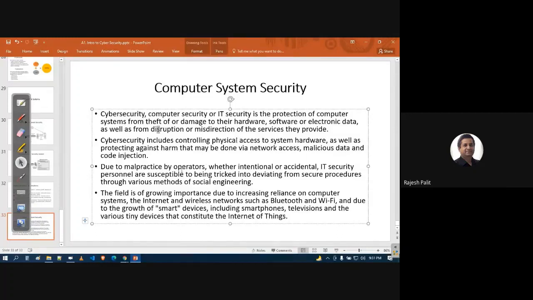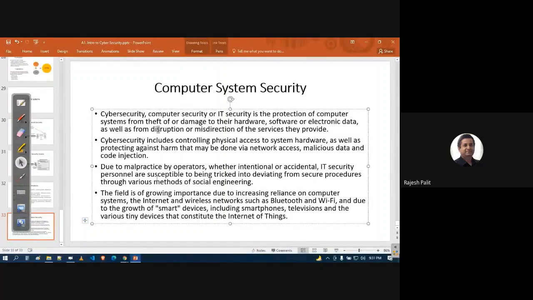Due to malpractice by operators, whether intentional or accidental, IT security personnel are susceptible to being tricked into deviating from secure procedures through various methods of social engineering. We will be learning that later on. And it is a field of growing importance due to the increasing reliance on computer systems. Now people are more dependent on computer systems. If the computer network or internet is down, people cannot work anymore.